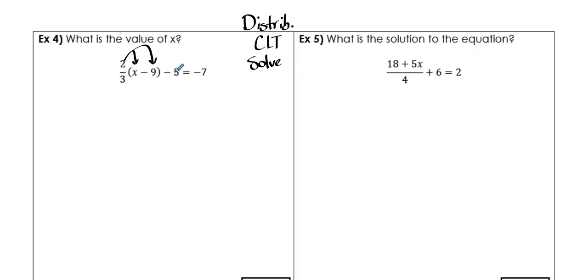It does not get multiplied into that. That's not in the parentheses. So that's just going to come down. Anything that's not affected by the distributing just comes down to the next step. So that -5, the -7, they both come down.